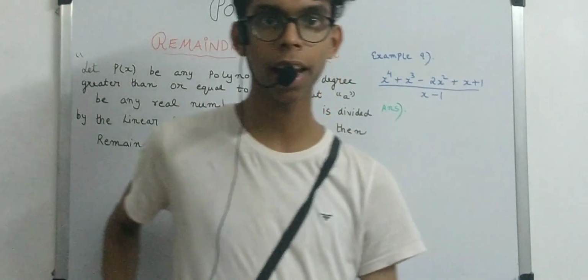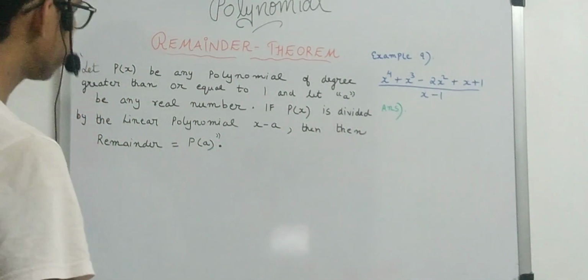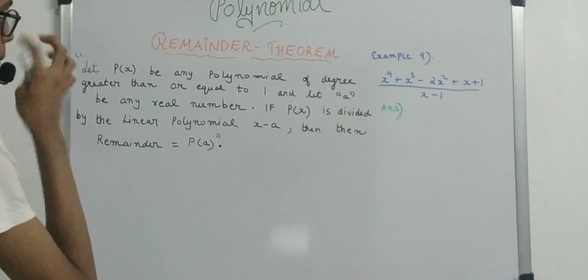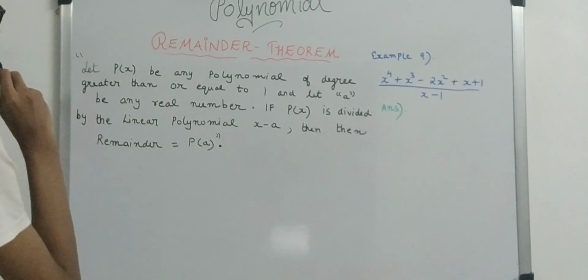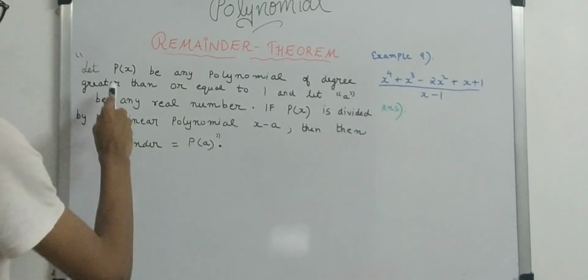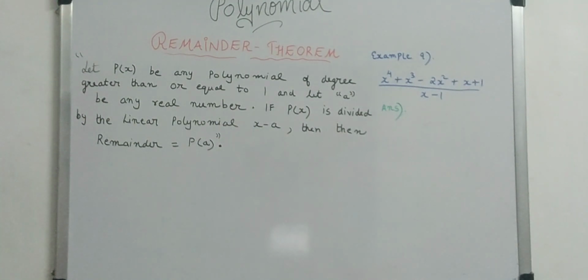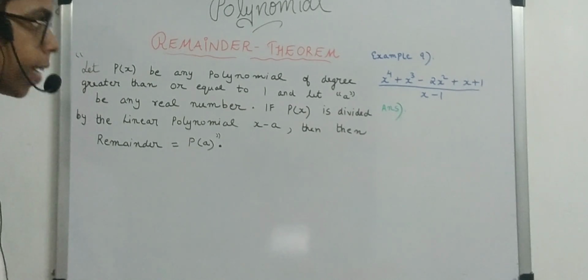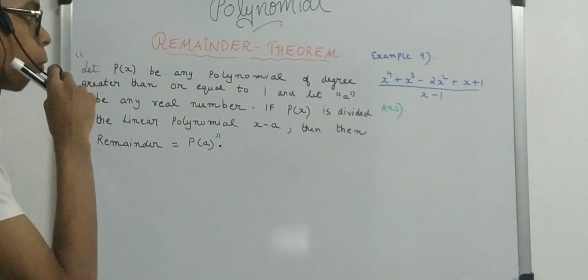So now today let us start the next topic, which is remainder theorem. Okay, so let's see what the theorem says to us. The theorem says: let p of x be any polynomial of degree greater than or equal to 1 and let a be any real number. If p of x is divided by the linear polynomial x minus a, then the remainder will be equal to p of a.